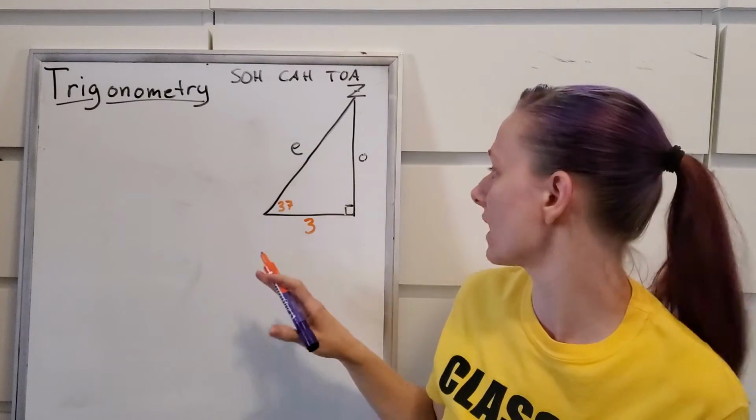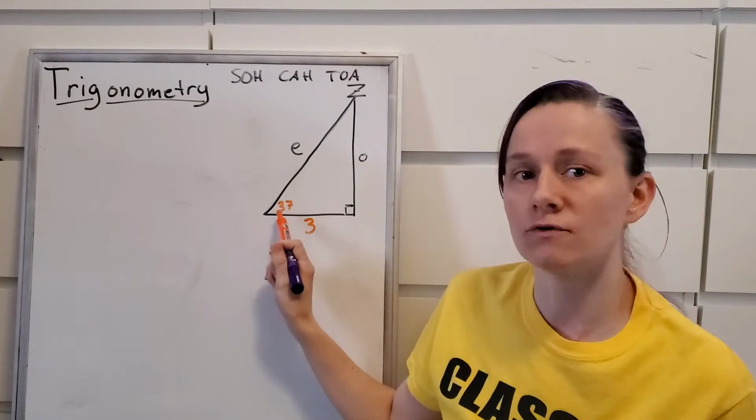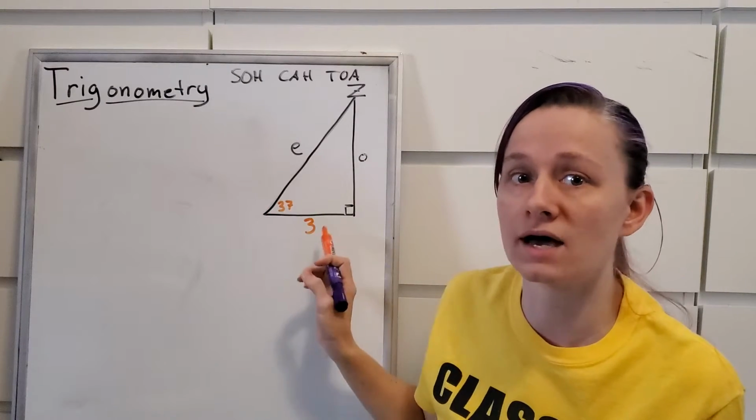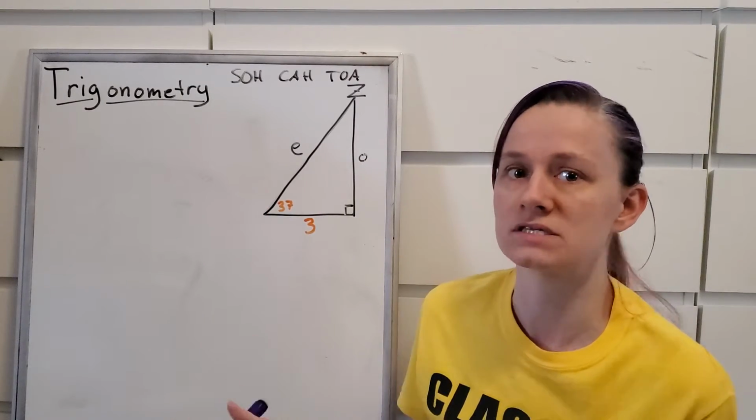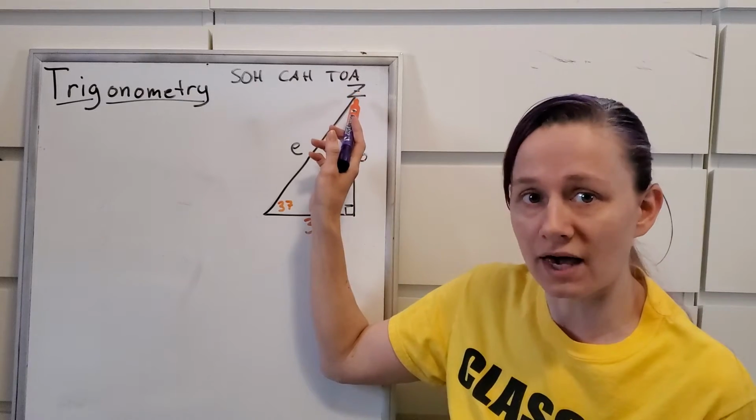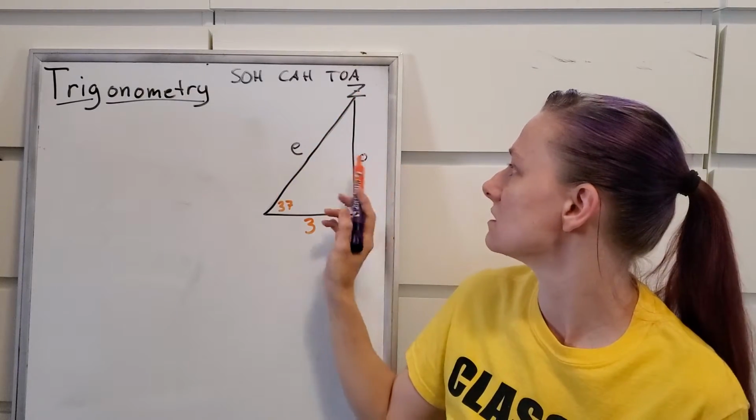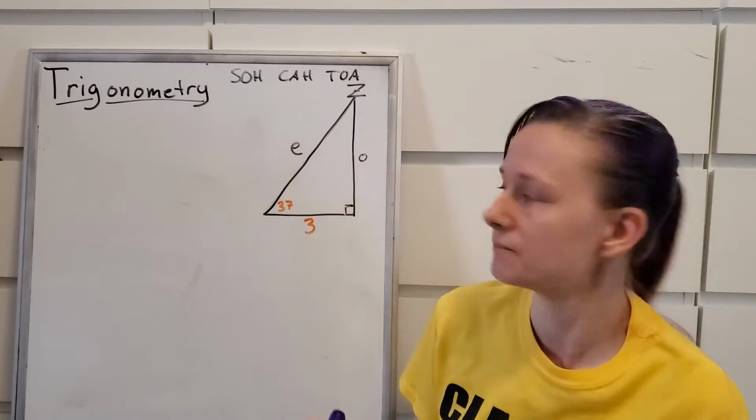We have a right triangle and we know the measure of one angle, we know the length of one side, and we want to find all of the other pieces. So we want to find the measure of angle Z and side O and side E.